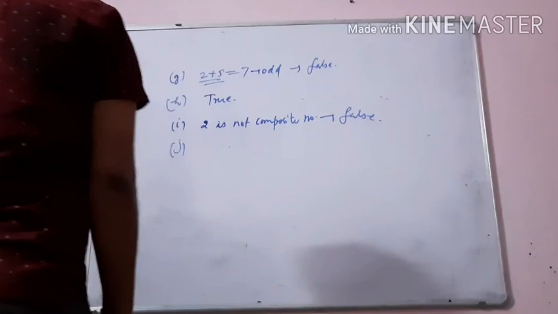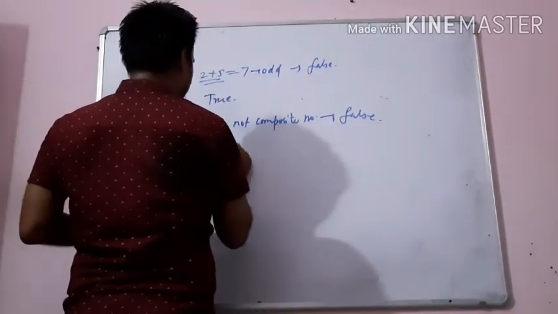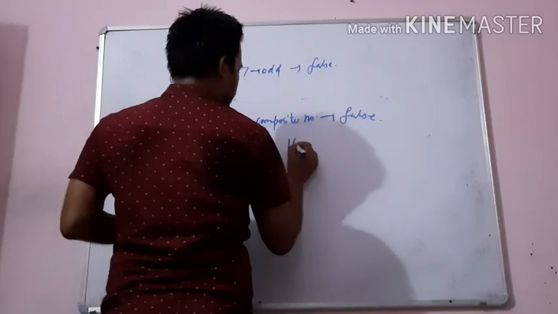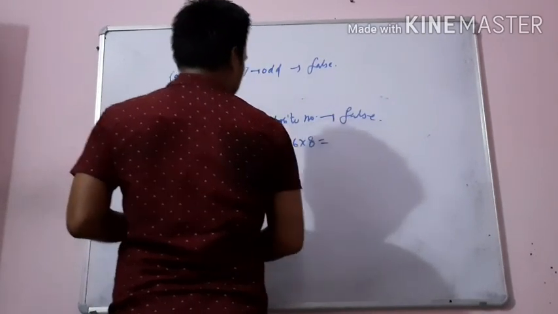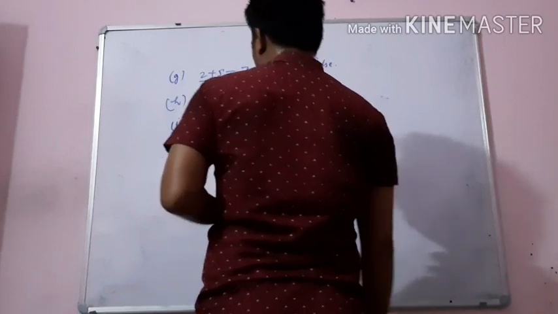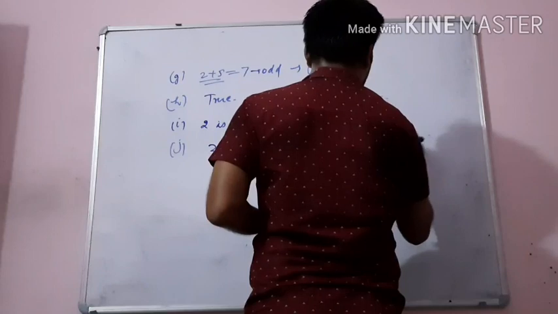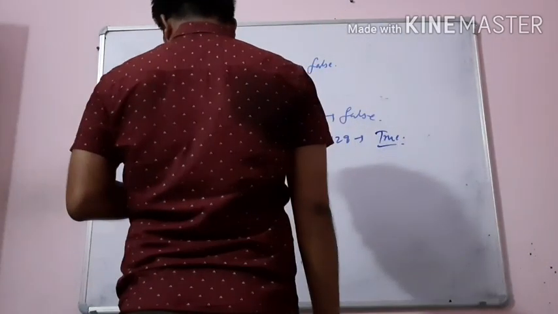J. The product of two even numbers is always even. 2 multiplied by 4 is 8. 16 multiplied by 8, it will be how much? 128. So the product of two even numbers is always even. So this will be a true statement.